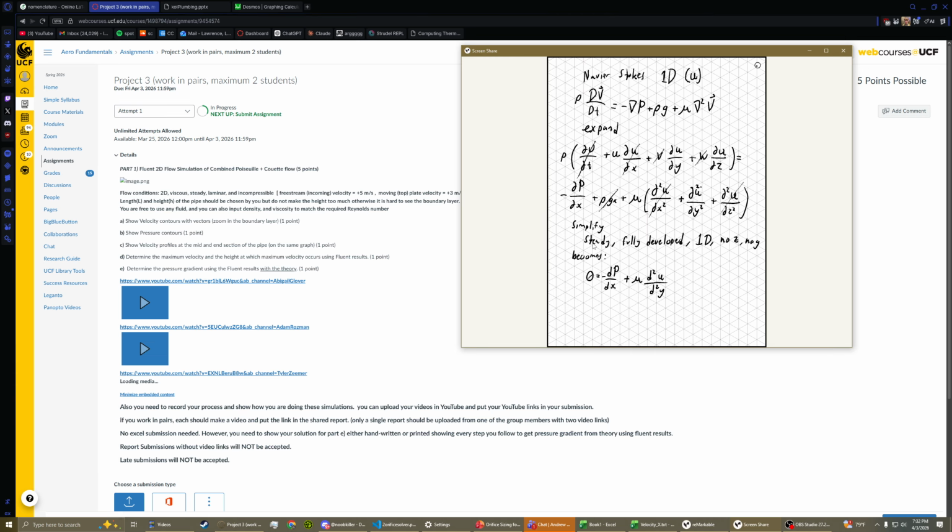1D, no z, and no g, so we can cross out that v, w, second derivative of u with respect to x, second derivative of u with respect to z, and then that gravity term. And what that becomes is this here. Actually, technically we want to have it like this, because we're going to be integrating with respect to y there.